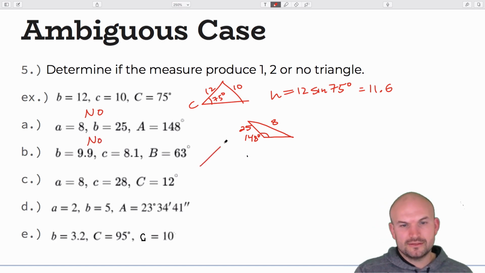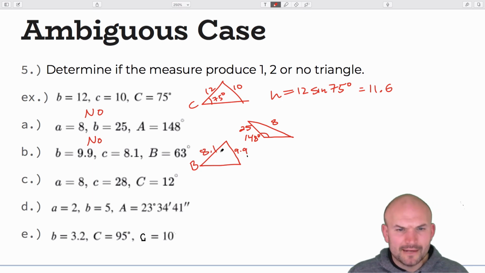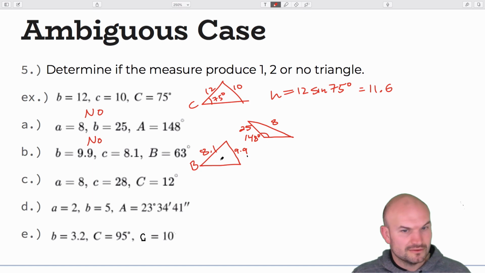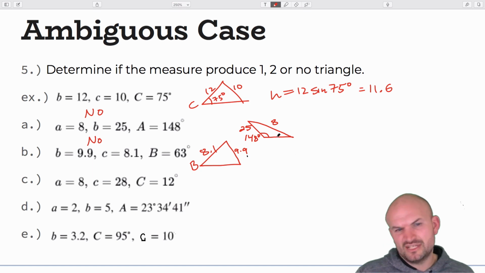On the next one, let's go and draw this here. So this one would be B. Therefore, this is 9.9, and this is 8.1. So let's go and figure out the height. So I know this is bigger than that one, so I know it's not going to be 2 triangles, and it should be 1 triangle. Let's just go ahead and confirm.